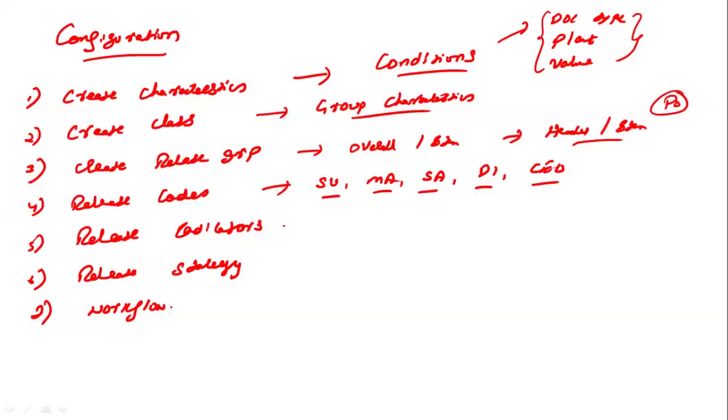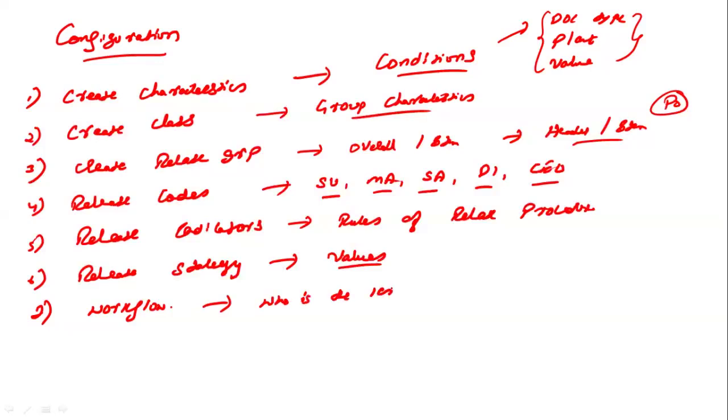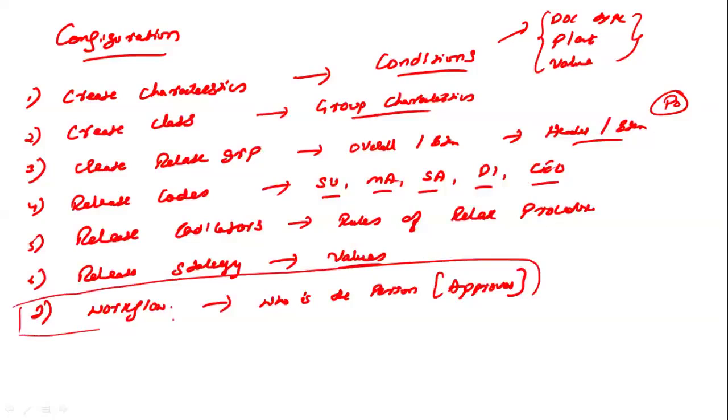Okay. Then we have the release indicators. This release indicator will tell the rules of the release procedure. In this release strategy, we are going to fix the values. And this workflow is going to say who is the person, the approver. This step is not done by the consultant. It is done by the HR consultant.